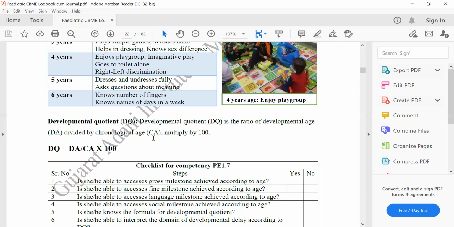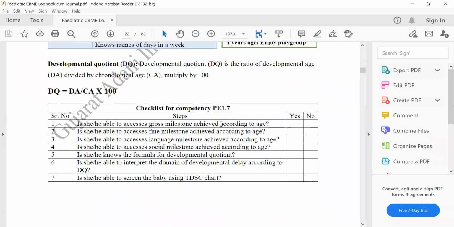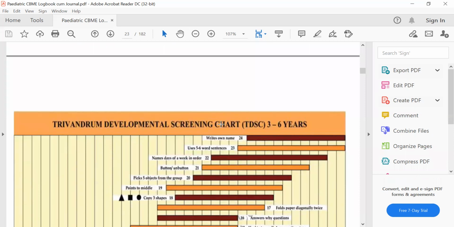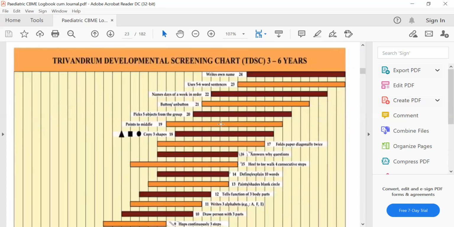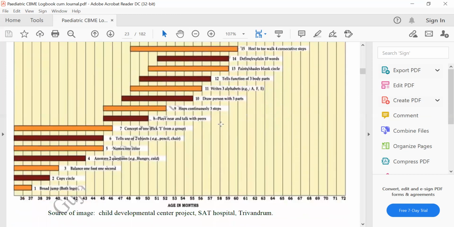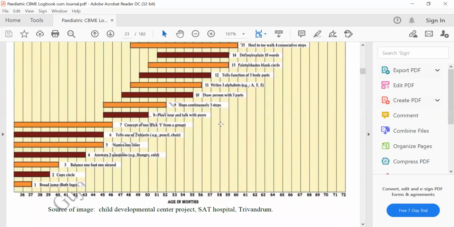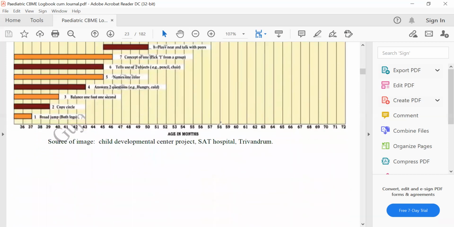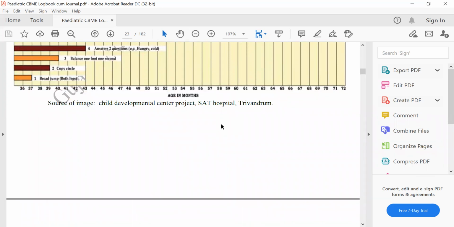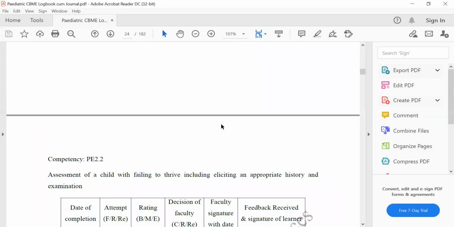And after that, the student should calculate the DQ, developmental quotient. And then this is again the checklist for the developmental milestone. And this is the Trivandrum developmental screening chart, which we generally ask the student how they will assess the development and how they will know whether the child is having normal development or delayed development.